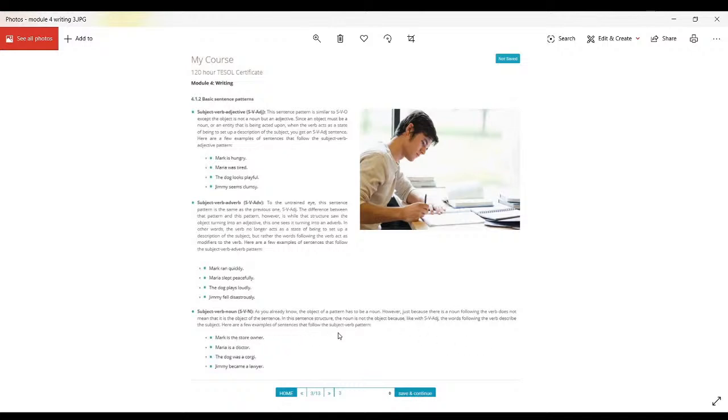Here are a few examples of sentences that follow the subject-verb-noun pattern. First, Mark is the store owner. Next, Maria is a doctor. Third one, the dog was a corgi. And lastly, Jimmy became a lawyer.